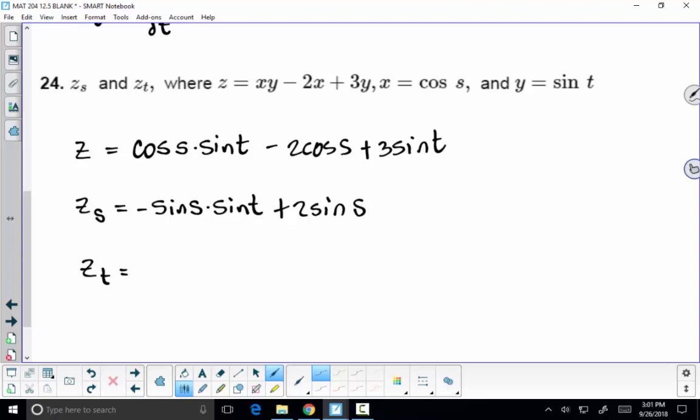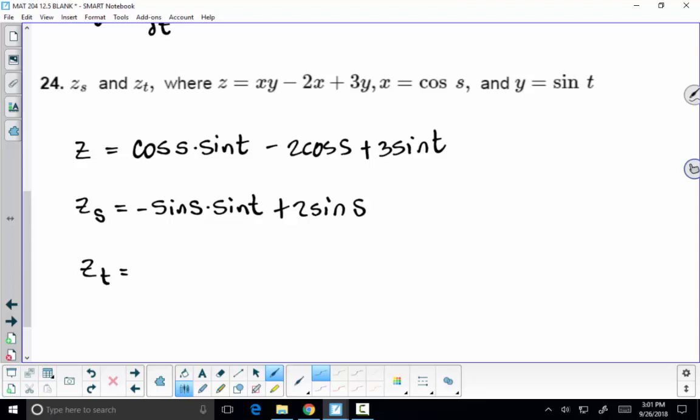Oh. So that's what we have. Sine s, sine t, sine s, sine t. Oh, that's so weird. S's and T's just don't flow off the tongue as easily.